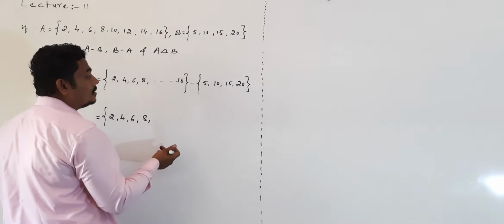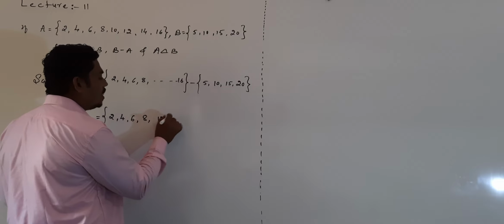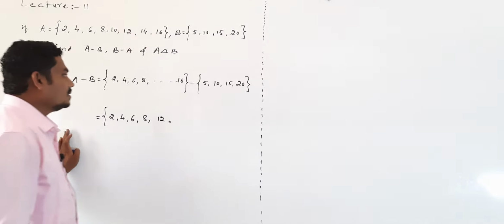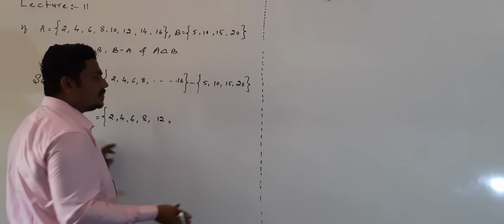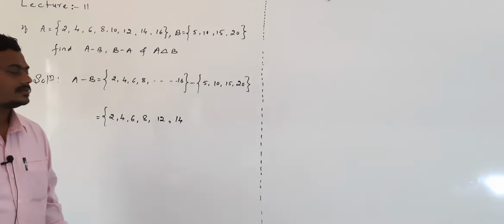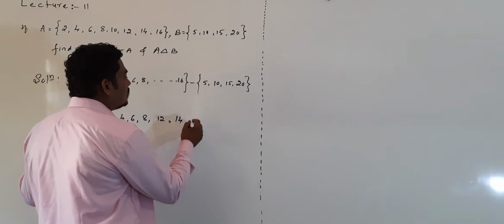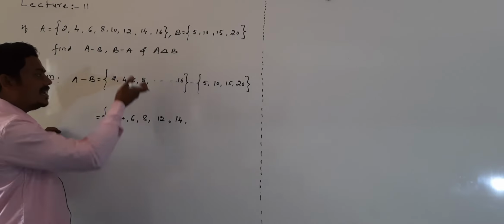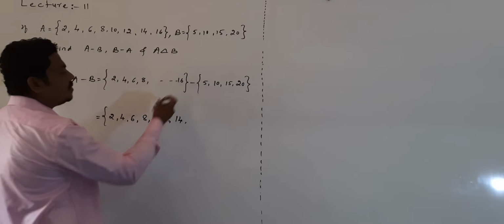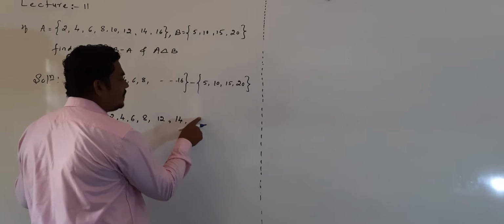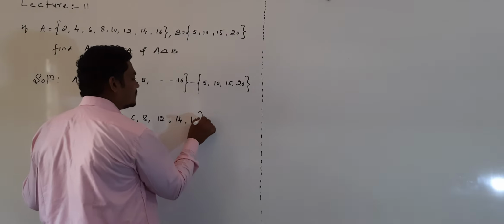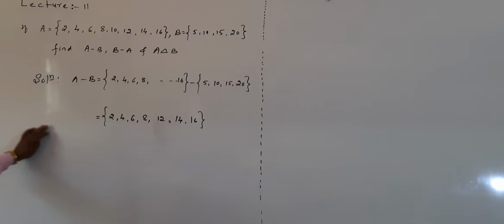8, then 12. 12 is not there in the second set, so we can write it. Then 14, can we write? Yes. Why? Because 14 is not there in the second set. Then 15 is not there in the first set. 8, 12, 14, 16, yes. This is our A minus B.